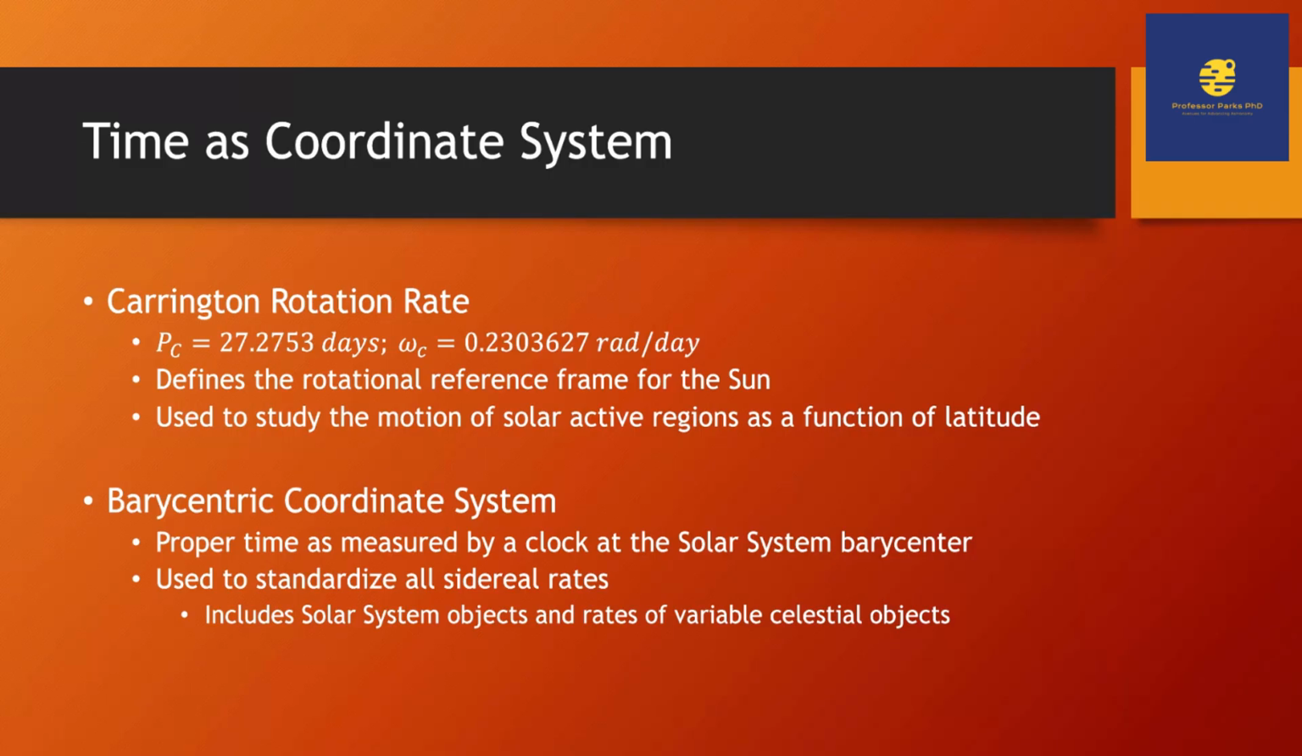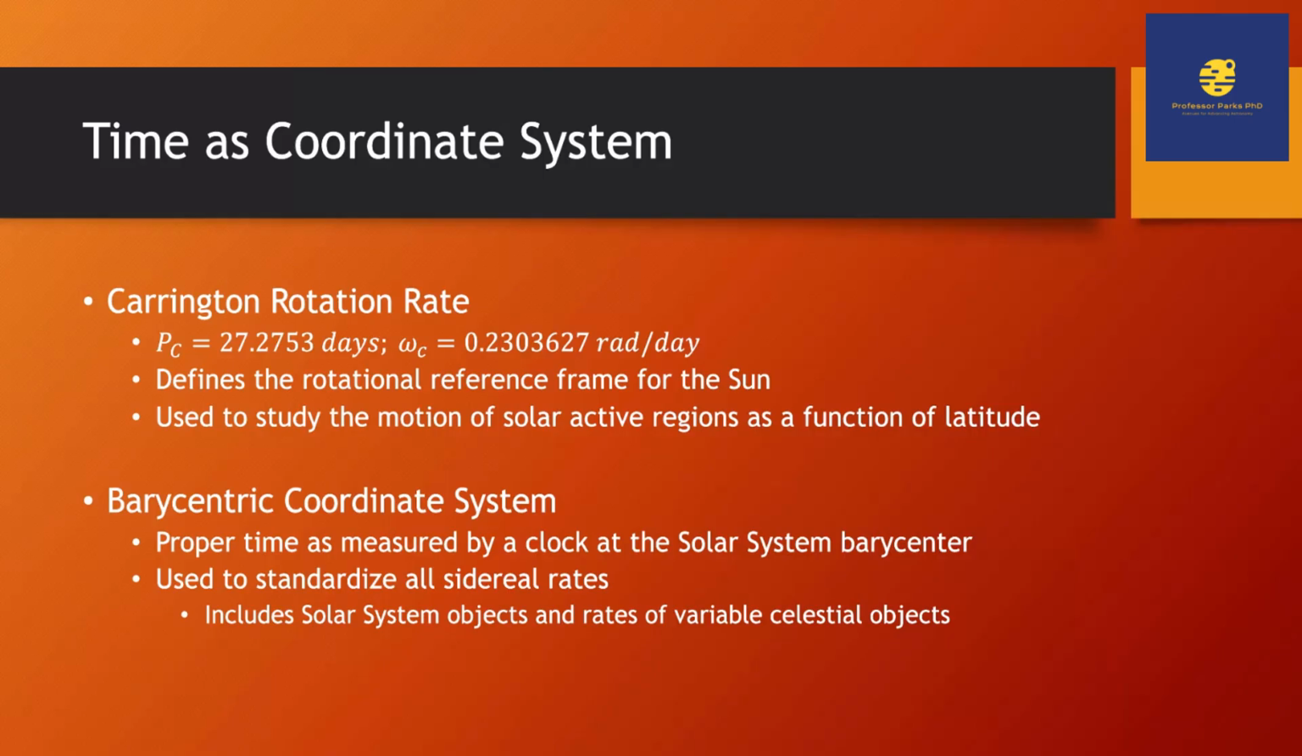So, if you're interested in the differential motion of active regions, sunspots, flares, prominences, things of that nature, if you're interested in how things move relative to each other on the sun, the easiest way to do that is to look at the sun in this rotation frame. And so you are going to base your rotation or the movement of things in relation to that 27.27 days.